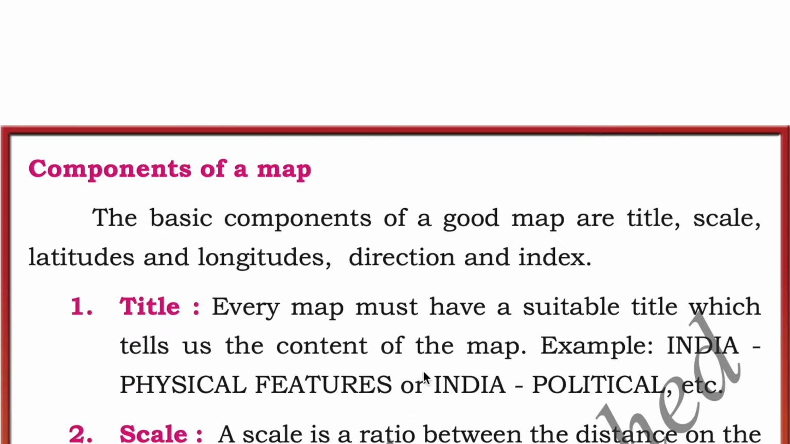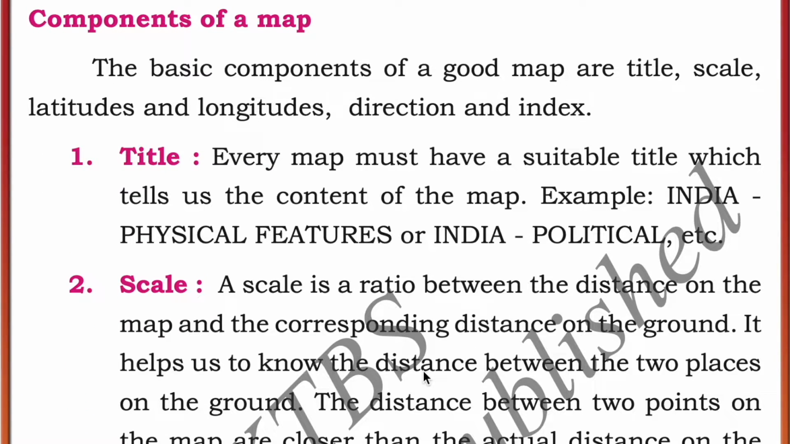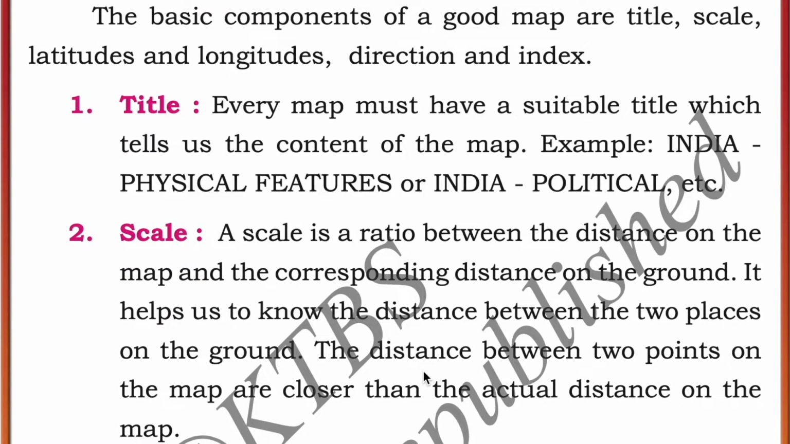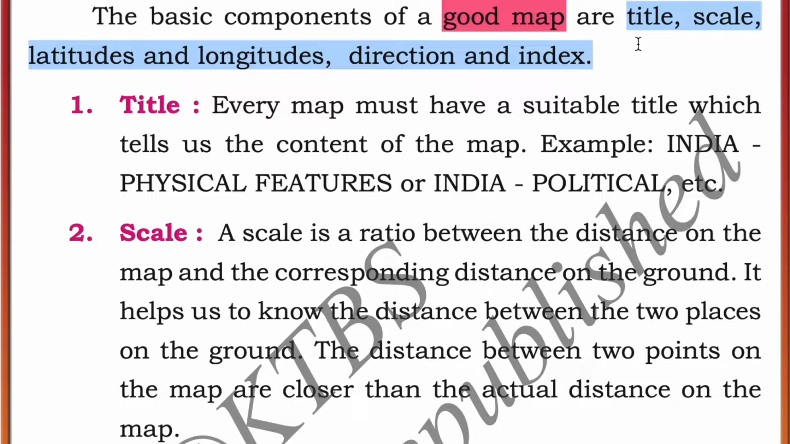Next, let's move on to the components of a map. The basic components of a good map. Whenever you're talking about maps, a good map means a map that can be easily read, understood, and is not ambiguous in any way. So the components of a good map include the title, scale, latitudes, longitudes, direction, and index. So these are the components of a good map.